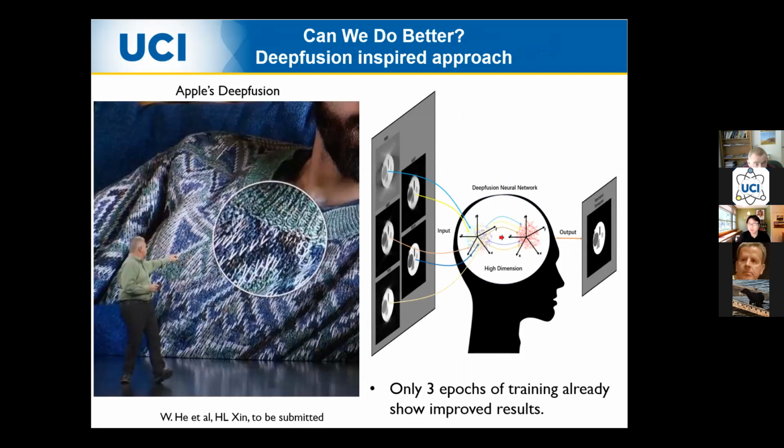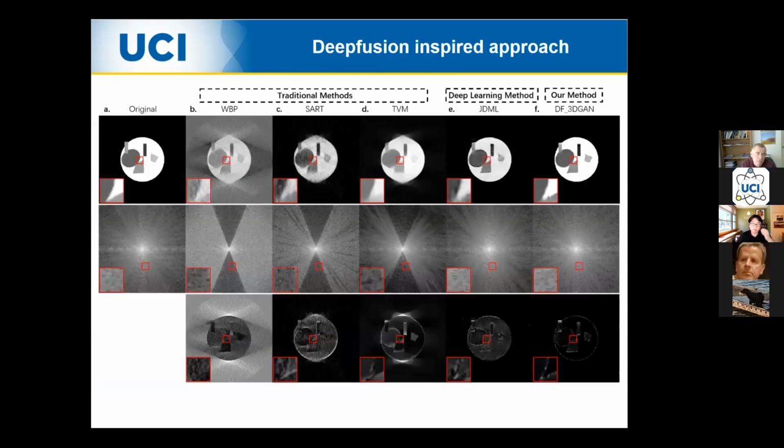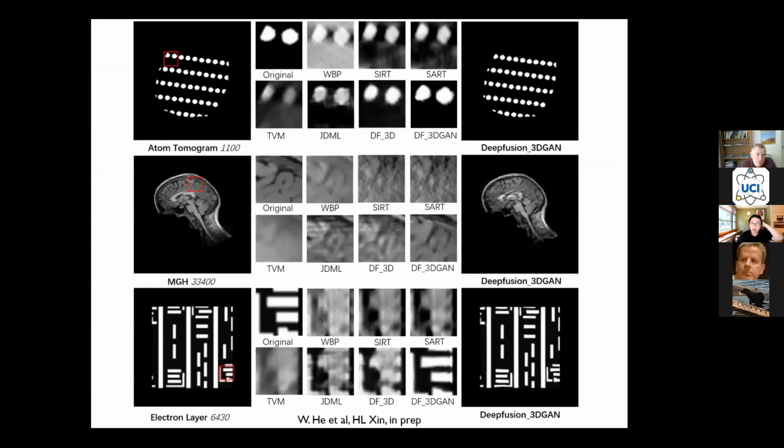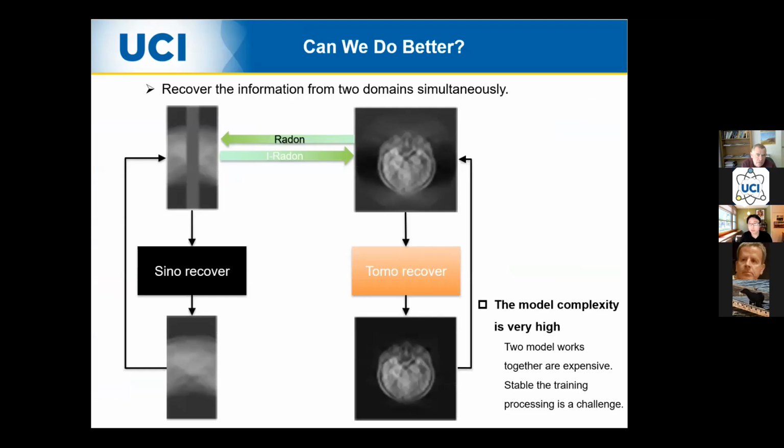Here we learn from Apple's Deep Fusion, and of course Google's Deep Fusion as well. So here we're basically going to a slightly higher dimension manifold. You have images from reconstruction by different methods, and fuse them together to give you one ultimate, good outcome. And only 3 epochs of training already show improved results compared with our previous network. So, can we do better?